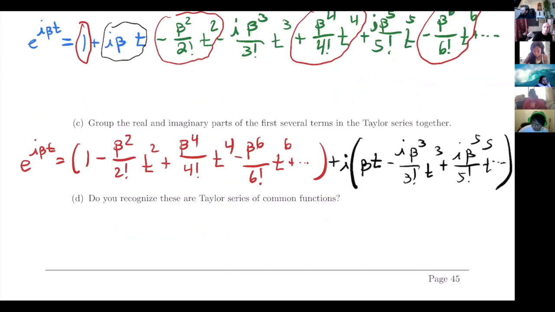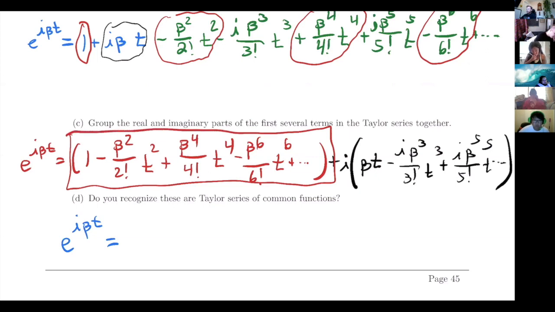Okay, so we've taken our Taylor series, which consists of even powered t's that are real and odd powered t's that wind up being imaginary. And I split them up, so I've got a real part and an imaginary part. Does anybody recognize what this part over here looks like? This is the Taylor series for what type of function? Cosine function. Yep, that's exactly right. So this is exactly the Taylor expansion of the cosine of beta t.